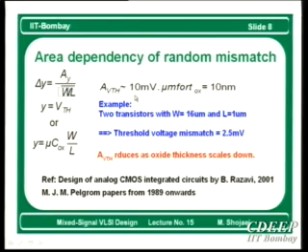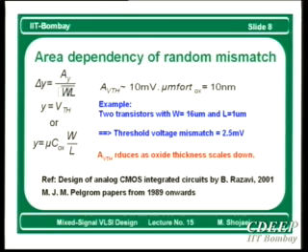So, for example, for Tox 10 nanometer, as per Razavi data, this parameter is around 10 millivolt into micrometer, right? The unit of this should be volt into meter. So therefore, if you know this parameter, then it is very easy for you to calculate really what should be the mismatch.